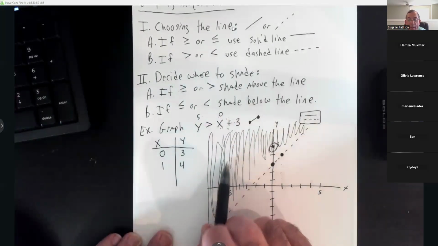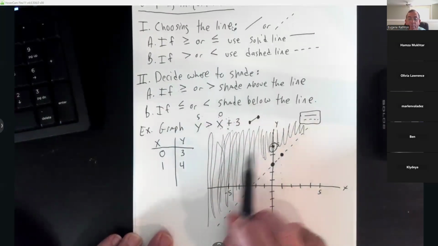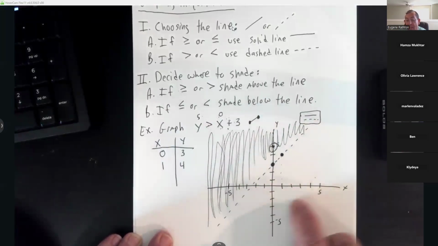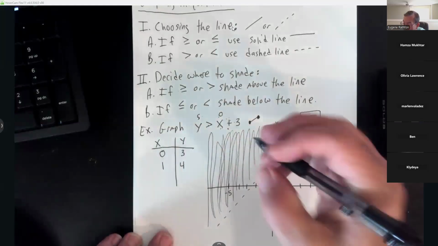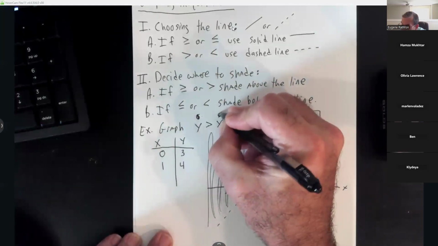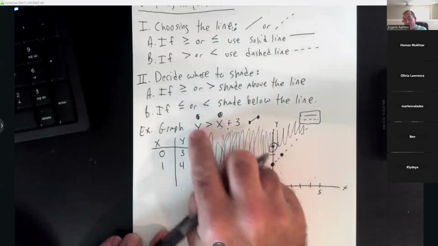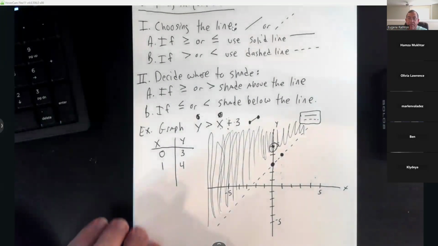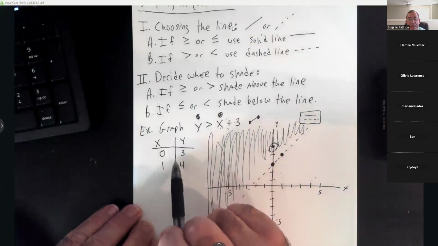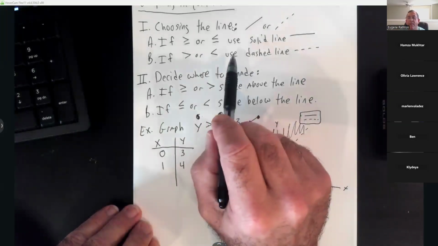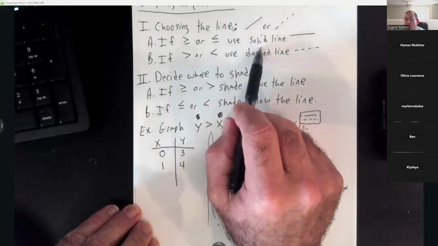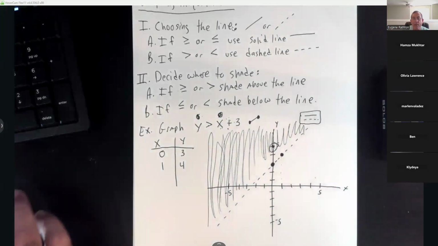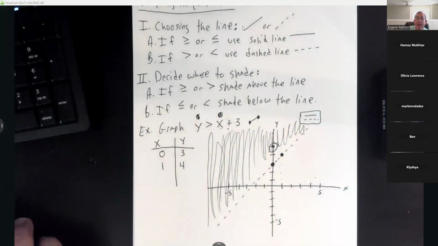So any point you pick in here in this shaded region will be true. Any point that's down here that did not get shaded would make that false. So you can check points if you want to make sure it's true where you shaded. But that's a trick to these. Find some points to plot, decide what type of line you want, and then decide whether you want to shade above or below. So we're actually going to do some of these in MATLAB now.